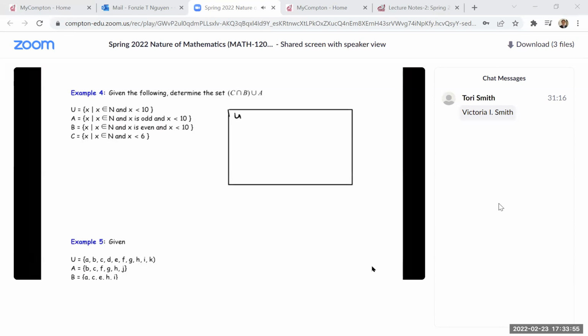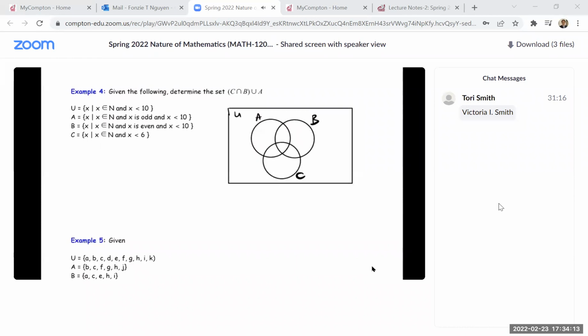All right, so that's a universal set. And then we have A, B, and C. Let's see, A is going to be odd and it's less than 10. What are the odd numbers that are less than 10? 1, 3, 5, 7, and 9. And then set B is the even numbers less than 10: 2, 4, 6, 8. So these two aren't going to have anything in common, right?